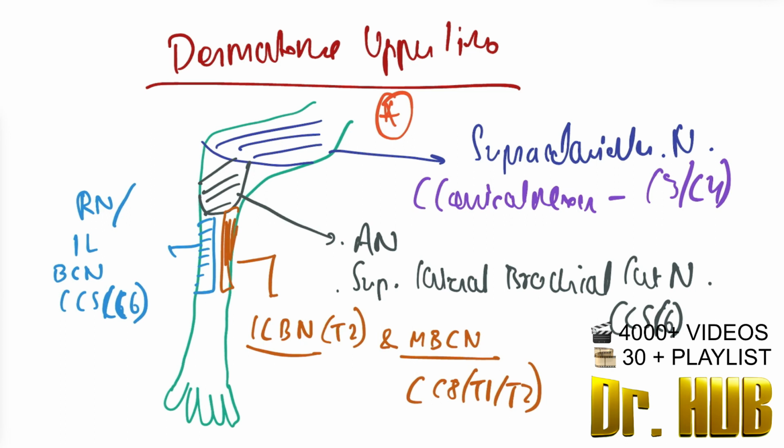Next comes the lateral cutaneous portion. There is another portion, this is the lateral antebrachial cutaneous nerve, and this will be C5, 6 and 7.